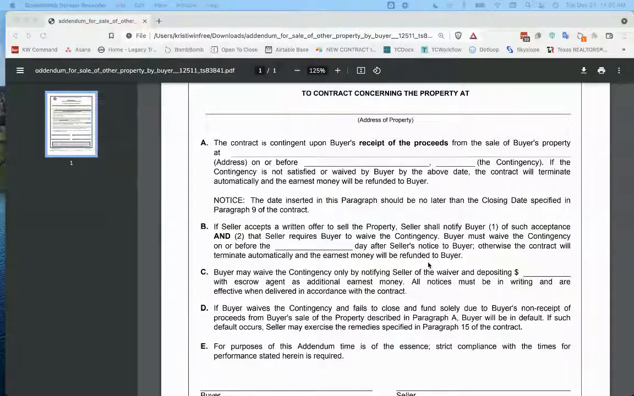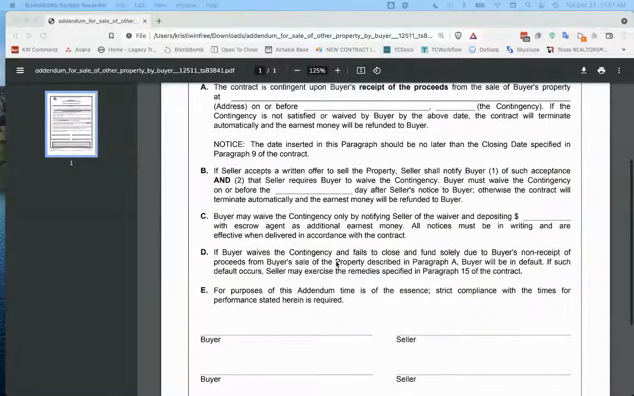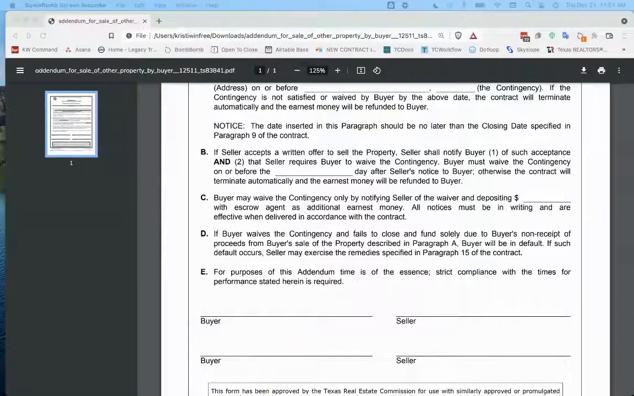Now that's not always the case. You may just be accepting a backup offer because you feel like the first one may not go through. But if you're representing the seller, it's better to have a larger dollar amount here. That way they have to put more earnest money down. However, if you represent the buyer, you would want to put a smaller dollar amount here. That way they could waive the contingency and only have to deposit, let's say maybe $500 more dollars. So depending on who you represent is what you're going to put in paragraph B and C. But that is how you fill out this addendum for sale of other property.